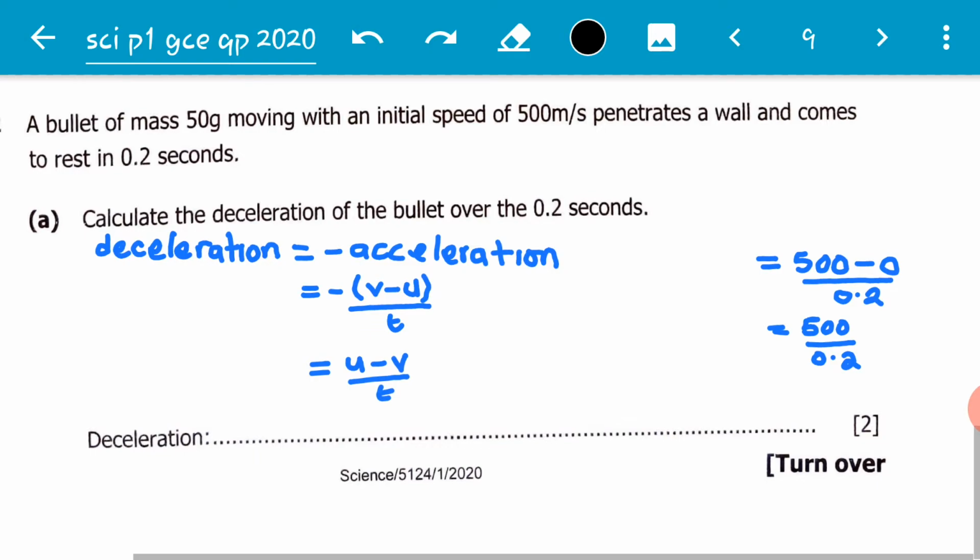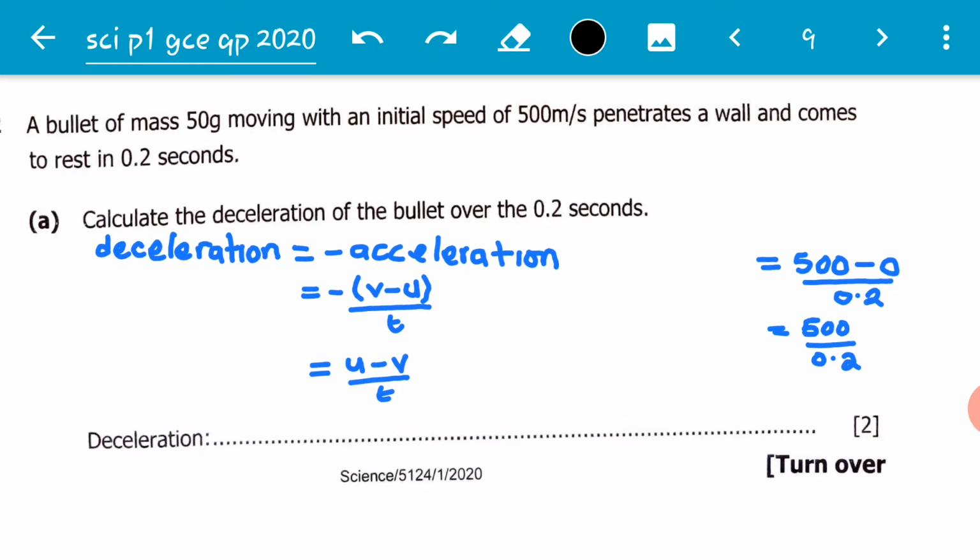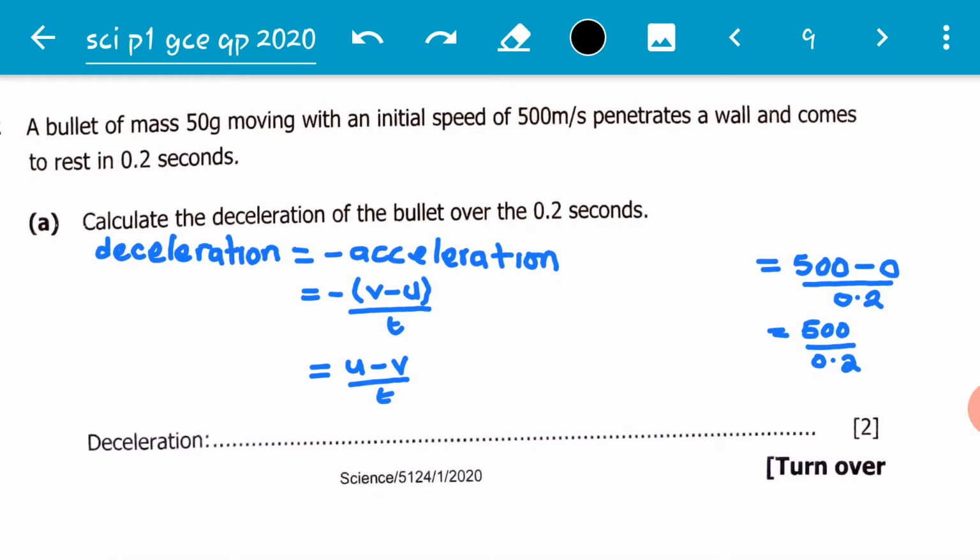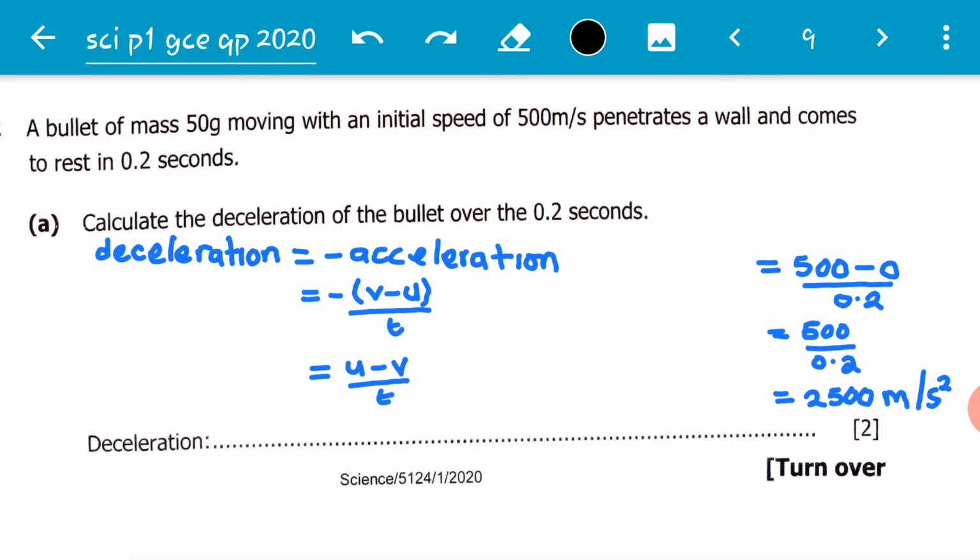In mathematics, I was taught that if we have 0 point something in the denominator or in the numerator, you multiply it. Because this one only has one decimal place in the denominator, we multiply it by 10. So we'll have 5,000 over 2. Then 5,000 divided by 2 gives us 2,500. So 2,500 meters per second squared. Never forget the units. 2,500 meters per second squared. That is the deceleration. Positive.